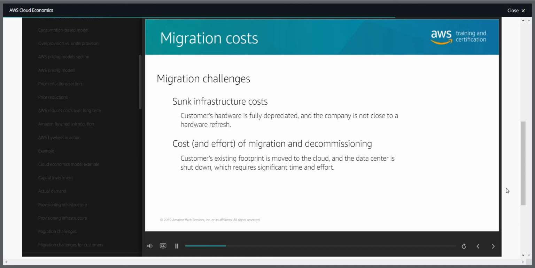The primary costs for a cloud deployment are sunk infrastructure costs and migration costs. Sunk infrastructure costs occur when customers want to retire hardware, but they have not fully depreciated it, and they have not had an opportunity to recover the non-depreciated value of their investments by selling it. Migration costs occur when a customer moves their existing footprint to the cloud and shuts down their data center, which requires time and effort.